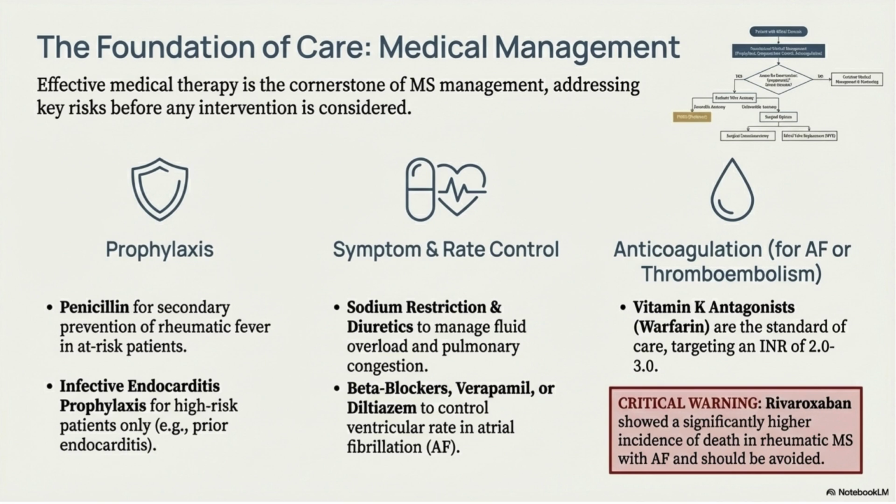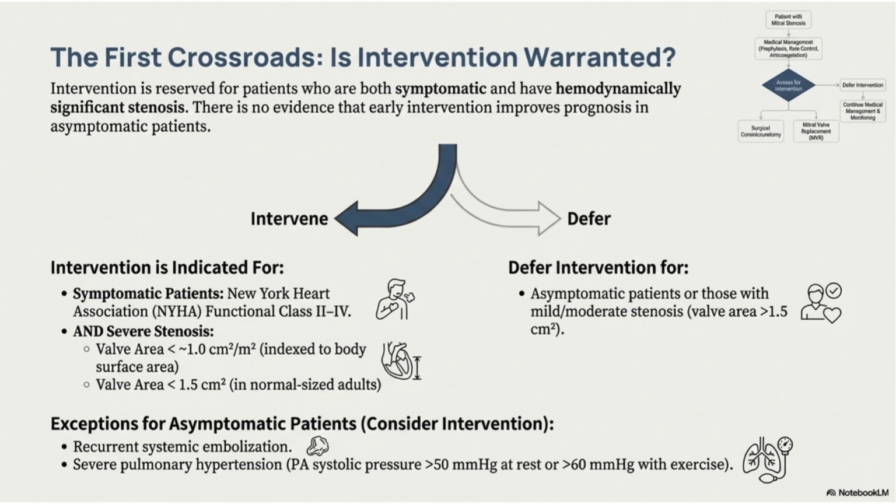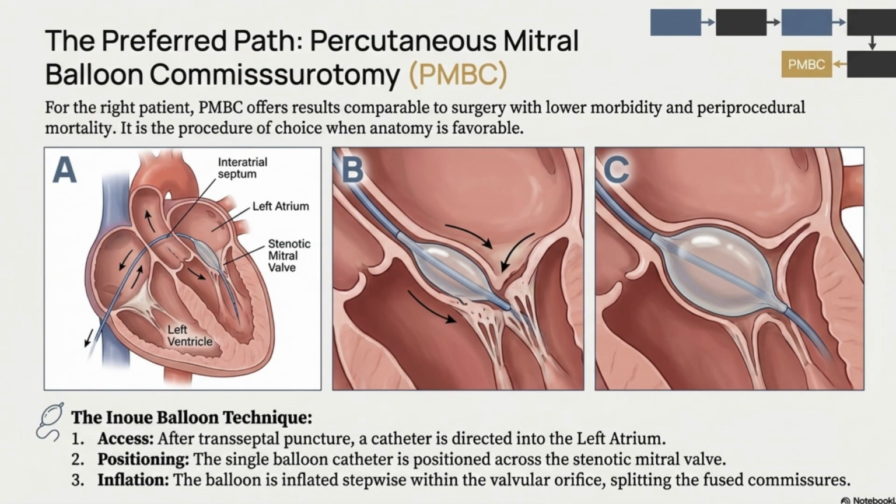Okay, moving beyond medical management. When is an interventional procedure, a repair or replacement, indicated? Intervention becomes necessary when medical therapy just can't control the symptoms anymore. So commissurotomy, the procedure to open the valve, is indicated in symptomatic patients who have isolated severe MS, meaning an MVA less than 1.5 square centimeters. And option one, the preferred approach for the right patient, is the less invasive procedure. Percutaneous mitral balloon commissurotomy, or PMBC.